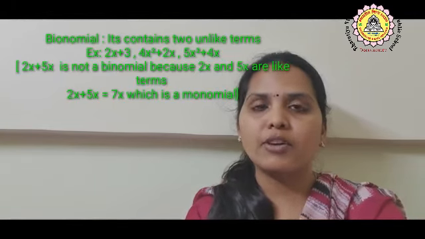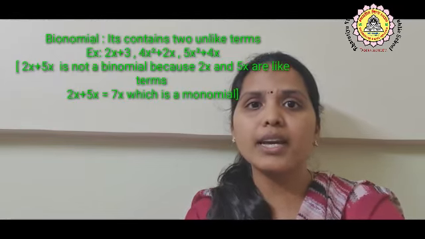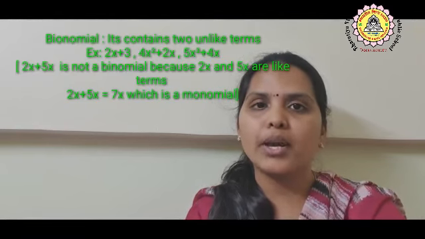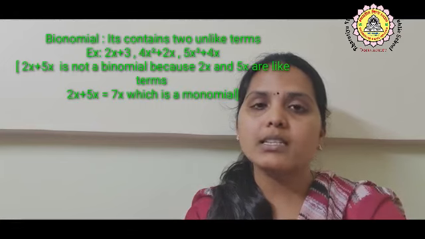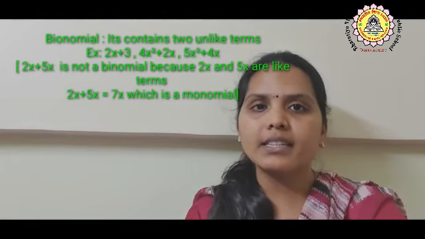Then what is an example for a binomial? If you take 2x plus 3, here 2x and 3 are unlike terms. So it's an example for a binomial. So a binomial is an algebraic expression which contains 2 unlike terms.